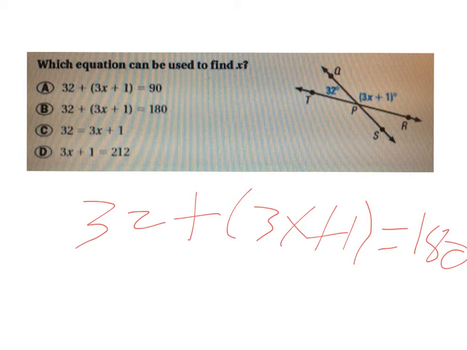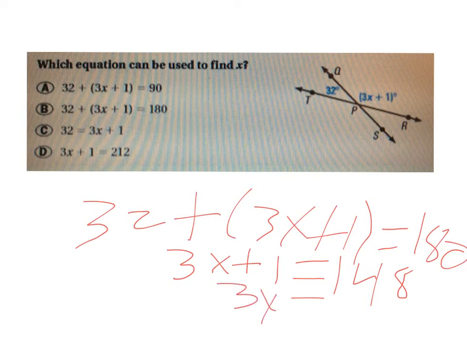So that's going to give us our 3x plus 1. Subtract our 32 over on the right-hand side here. So that's going to give us 148. And then we can just subtract our 1, and that's going to give us 147. And yes, we actually get my favorite number here. No, I did not write this book. Okay, so our x is going to be 49.